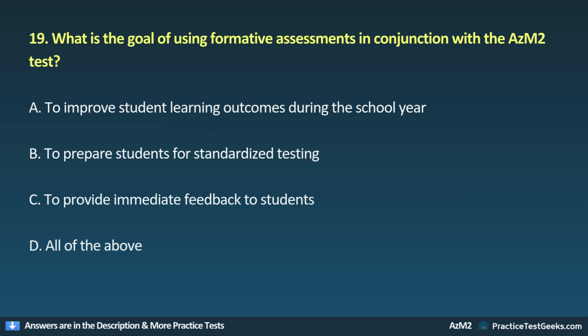19. What is the goal of using formative assessments in conjunction with the AzM2 test? A. To improve student learning outcomes during the school year. B. To prepare students for standardized testing. C. To provide immediate feedback to students. D. All of the above.